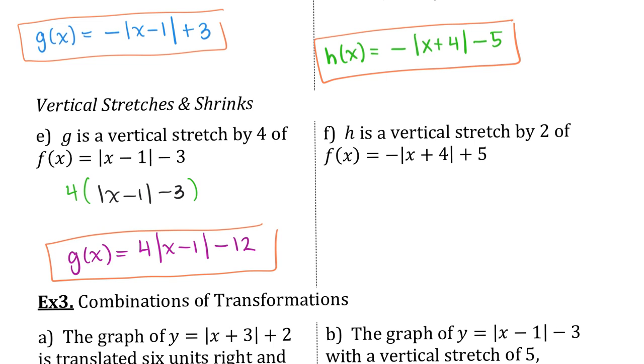Okay, h is a vertical stretch by 2 of f of x. So this is going to be h of x. Okay, and what am I going to do? I'm going to multiply the entire thing by 2, because I'm multiplying this graph. Okay, so this is negative 2. And then 2 times 5 is 10.